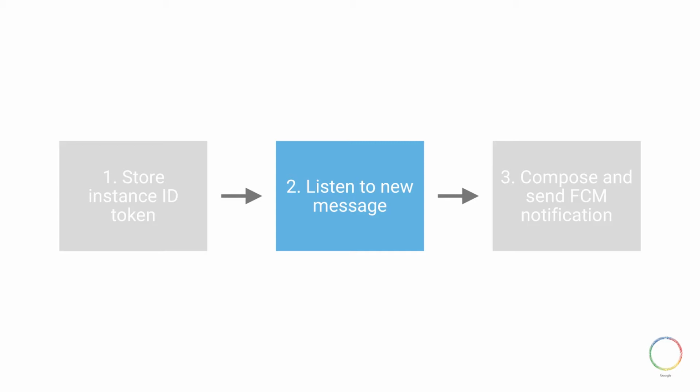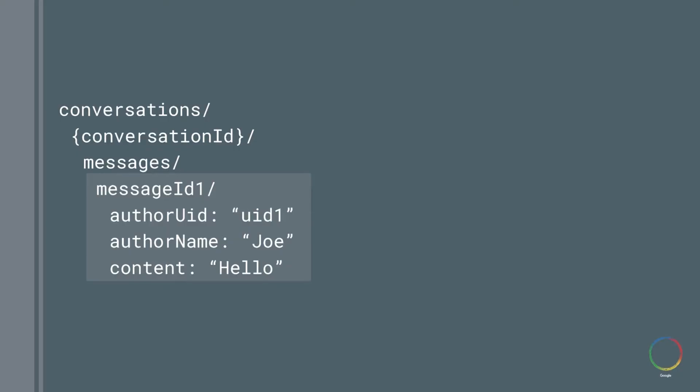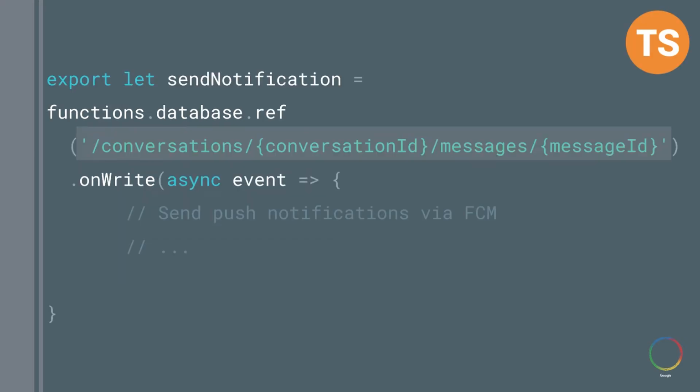Next, let's write a cloud function to be triggered when a new chat message is posted. Assume that we have all our chat messages stored under the message node for each conversation. We'll write our function to listen to changes in the message node under each conversation. Once there are changes, which means a new message was added, we'll send out a push notification to the customers who are in that conversation.